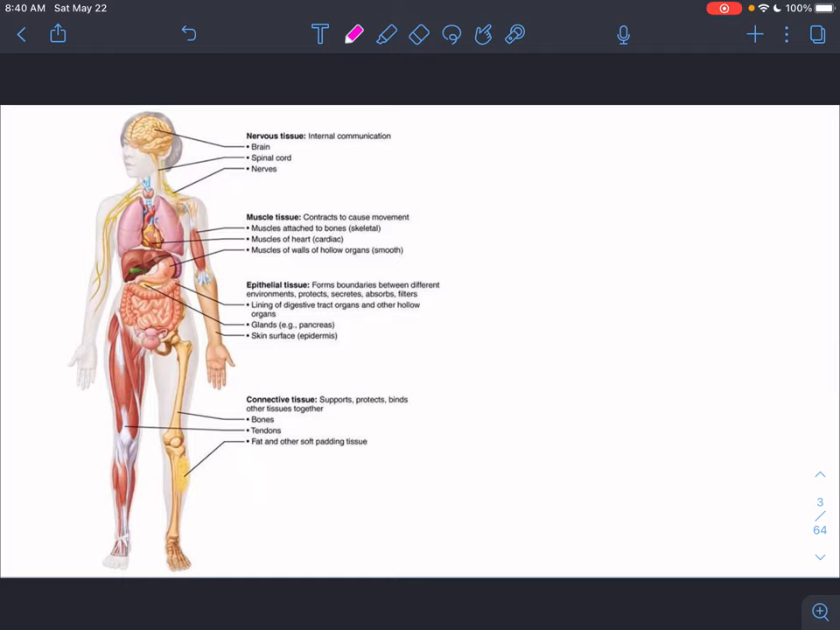So these, you need to know, are the basic tissue types. Okay, so we have nervous tissue, whose general function is just internal communication. So your brain, spinal cord, and nerves are all made up of nervous tissue. Muscle tissue contracts to cause movement. So we have skeletal, cardiac, and smooth muscle.